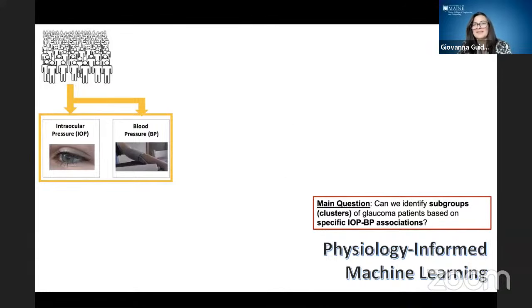So now let us get to, as I said, the clinical application of this. So intraocular pressure and blood pressure are measurements that are very easy to do.